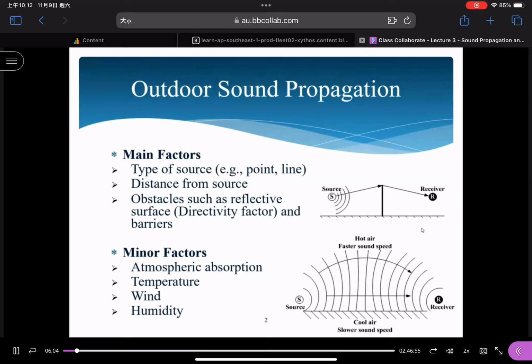Sound propagation in outdoor environments can be affected by distance. The longer the distance, the lower the sound intensity or sound pressure. We still need to consider whether there are any obstacles, such as reflective barriers or other surroundings, so we still need to consider the directivity factor. I'll explain how to assess this. Some of them are minor factors, such as atmospheric absorption, temperature, wind, and humidity. In the first lecture, I told you that when there are two layers of temperature, the upper layer is warmer than the lower layer, so the propagation of sound can bend. This is the refraction effect.